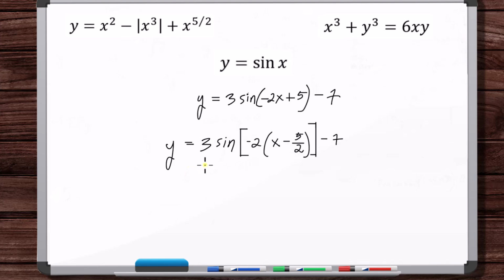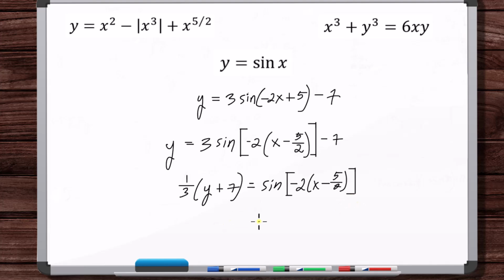So if we add 7 to both sides, we'll get y plus 7 is equal to all of this, and then we can divide both sides by 3, and that will result in... okay. So now we have both of the variables in the equation in a form where we can see the transformations applied about those axes.